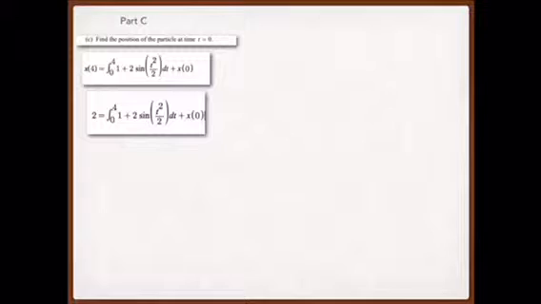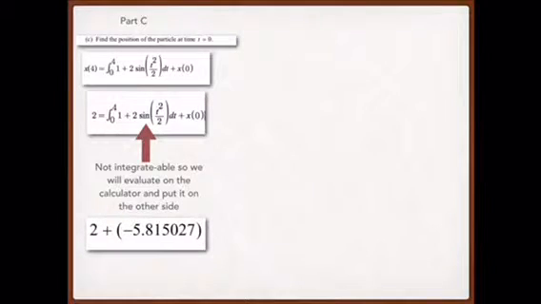And so we substitute everything inside, and we can see that this integration is not integrable by hand. So we will just put it on our calculator to get the answer. So when we get the integration on the other side, we get 2 minus 5.815027, which gives us a final answer of negative 3.815. Now let's move on to part D.